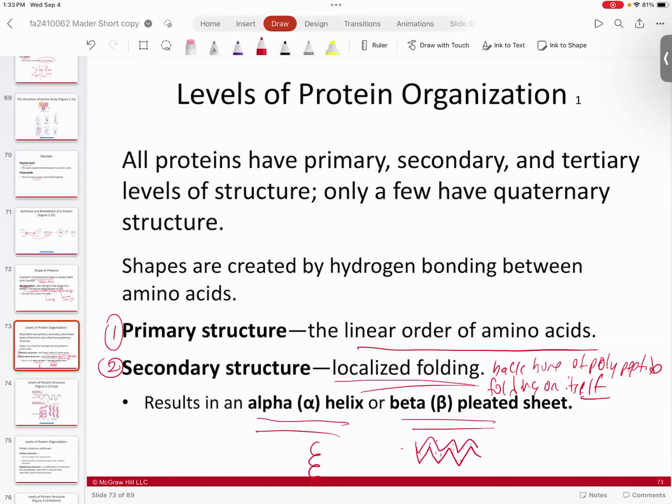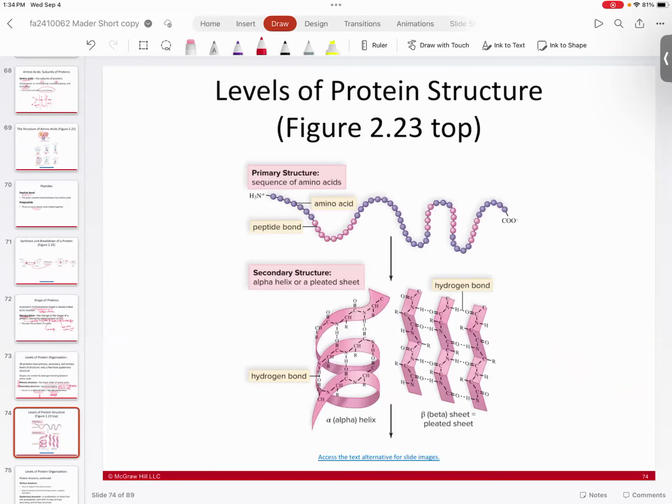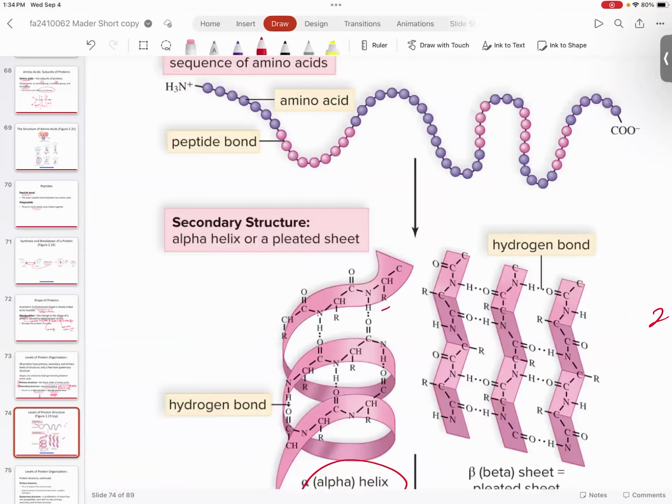Okay, so those hydrogen bonds, remember we said, are attractions between the positive hydrogens and the negative oxygens of molecules. So this is kind of what it looks like. Here's your primary structure. You can see just a linear chain of amino acids, and this is your secondary structure where you form your alpha helix. If you blow this up a little bit, you can see how you have this hydrogen bond that's holding this corkscrew, this alpha helix, together.